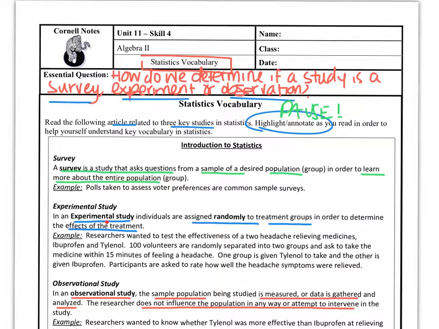Next, we have an experimental study. And so for this, individuals are always randomly assigned to treatment groups. It doesn't have to be two, it could be more than two, in order to determine the effects of a treatment. So we've got this example here where we're talking about ibuprofen versus Tylenol. People were randomly separated into the two groups and asked to take a medicine, whether it was ibuprofen or Tylenol. They probably didn't know, and then they were asked to rate how well the headache symptoms were relieved.